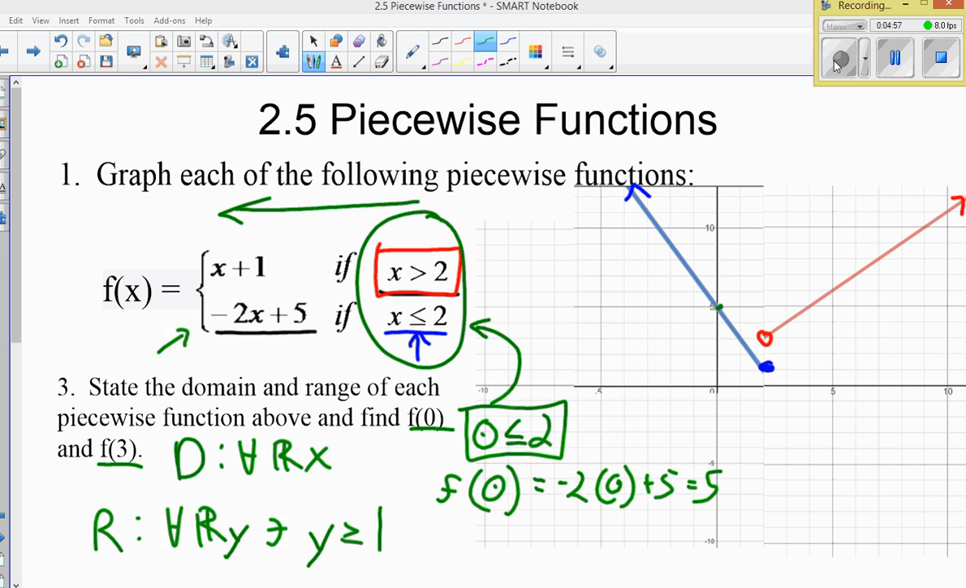Well, f at 3. Well, 3 is greater than 2. So reading this from right to left, it meets this condition. So I want to use this function. So it's going to be 3 plus 1 is equal to 4. So I can see at f of 3, I have a value of the function at 4.